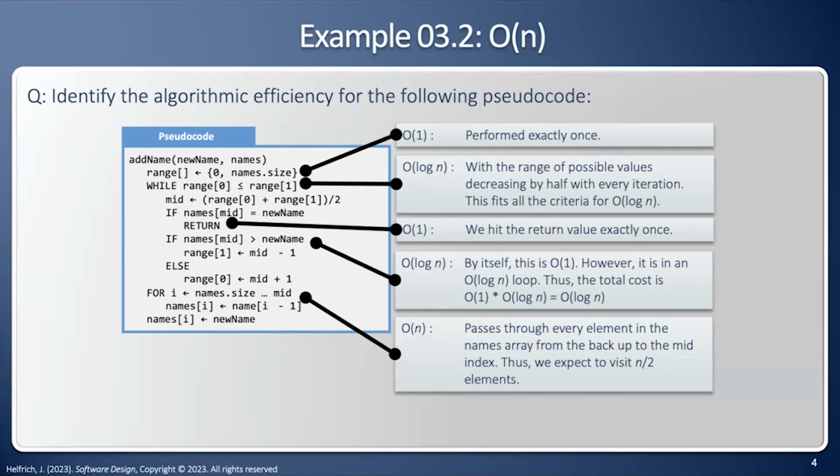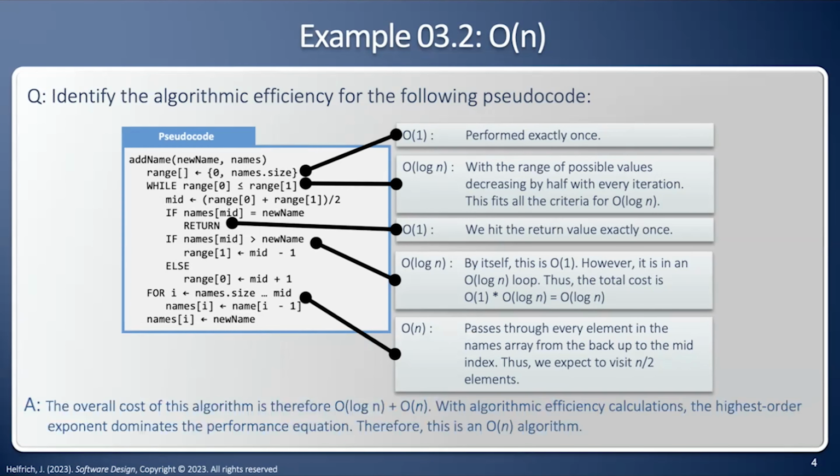Now, the interesting thing about algorithmic efficiency is we remove the constants. So O sub n divided by 2 is actually the same thing as O sub n. Now, the overall cost of the algorithm is O sub log n plus O sub n. With algorithmic efficiency calculations, the highest order exponent dominates the performance equation. And since we're using addition to add log n with n, then it's just going to become O sub n.